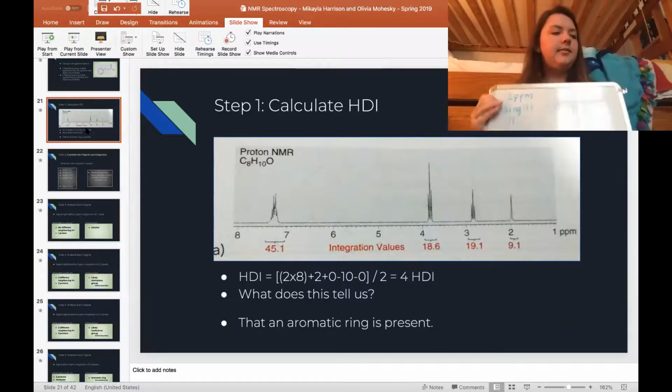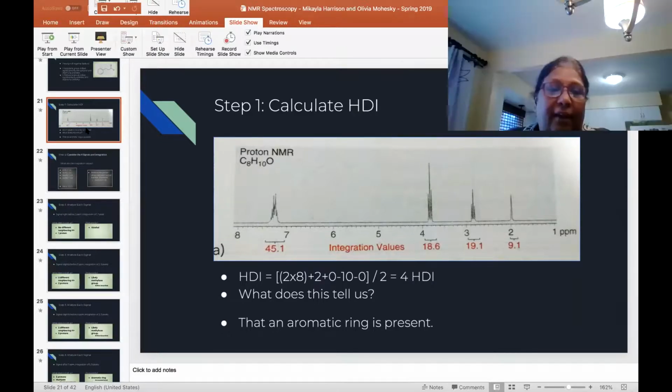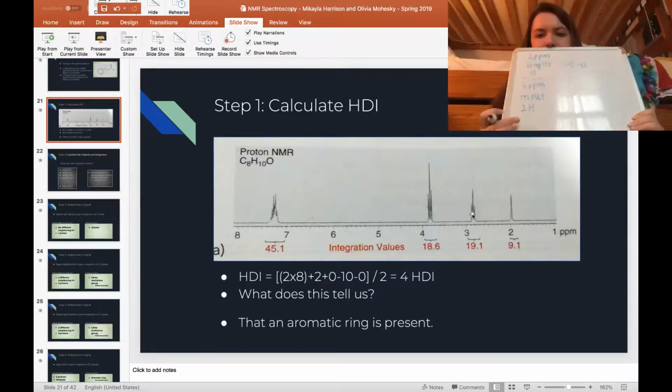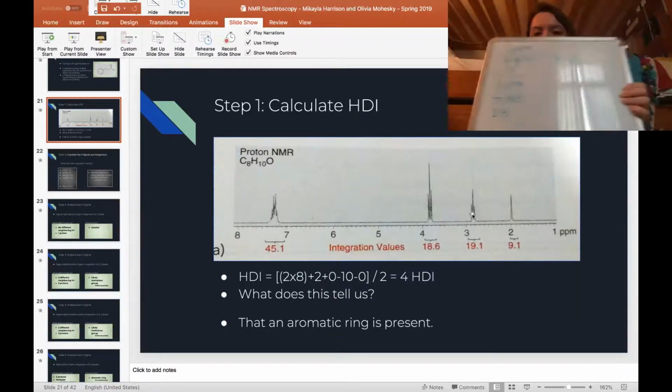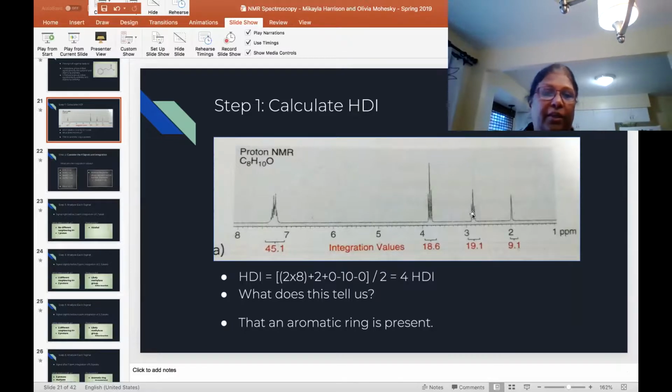Yes, and it's all about guessing what fragments you think. What was the question? And then the second peak, right? Mm-hmm. Second peak, is that the one at around 3? Yep. Oh yeah, around 3. Yeah. Around 3, and that's a triplet. And then that has 2 hydrogens from the integration.